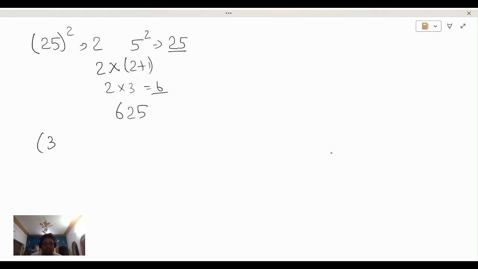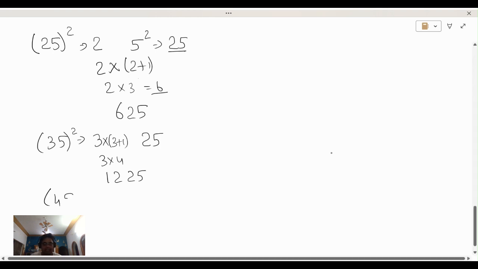Now let's do 35 square. For 35, the ending digits are 25, and for the preceding digit we have 3, and 3 into 3 plus 1, we have 3 into 4, that is 12, followed by 25. This is the answer. Clear? Okay. Now let's do 45 square.